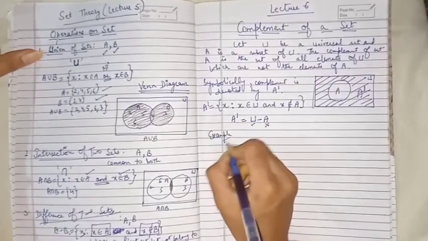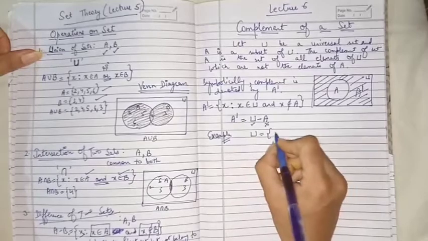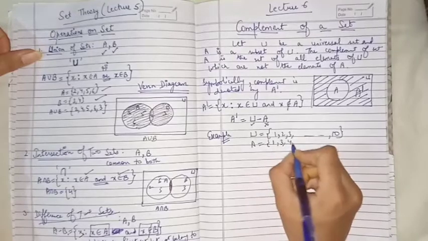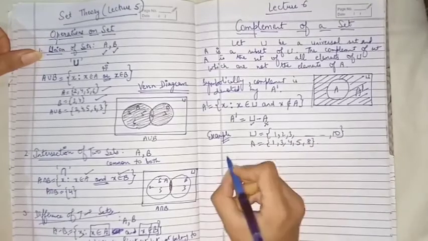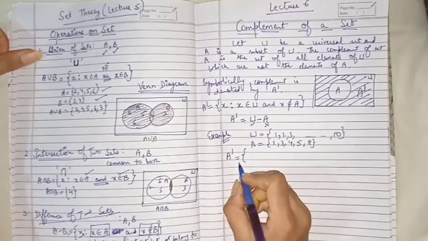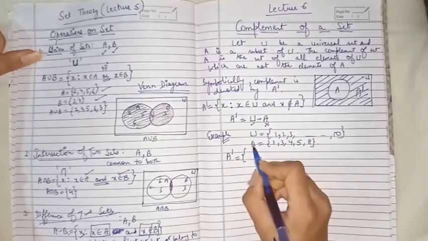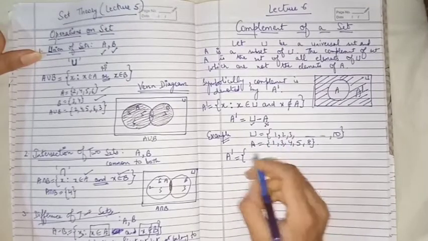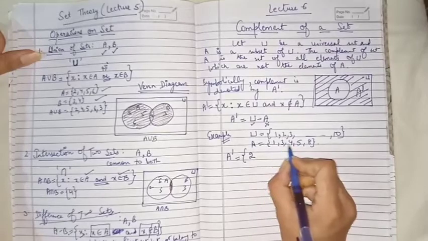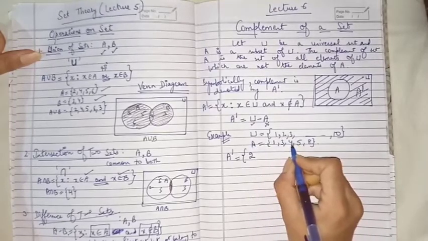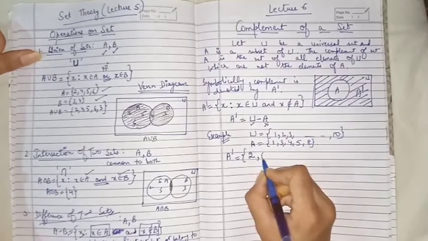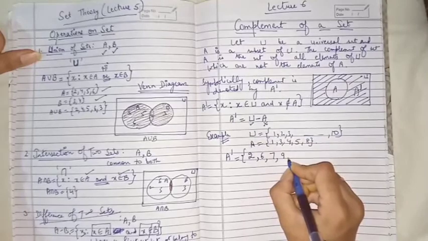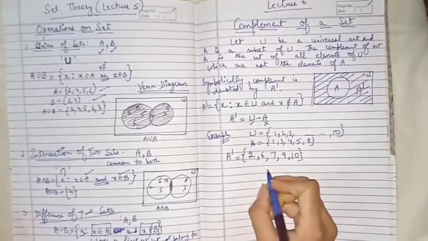Let us do one example. Let U be the elements from 1 to 10 and A be the set 1, 3, 4, 5, 8. Then what will be my A complement? It will be those elements which do not belong to A but belong to the universal set. 1 will not come in A complement, 2 will come because 2 is present in the universal set but not in set A. 3 will not come, 4 will not come, 5 will not come, 6 will come, 7 will come, 8 will not come because 8 is present in set A, 9 will come and 10. This will be my A complement.